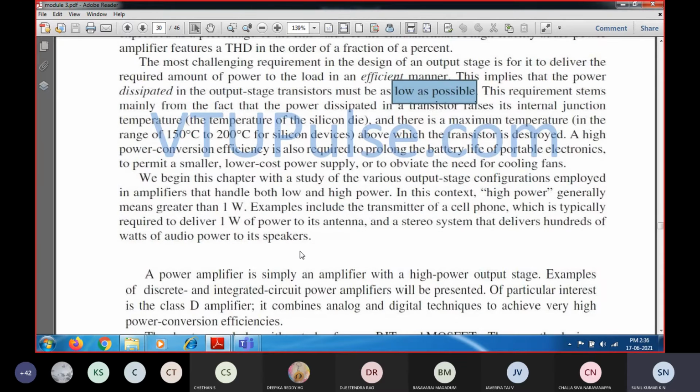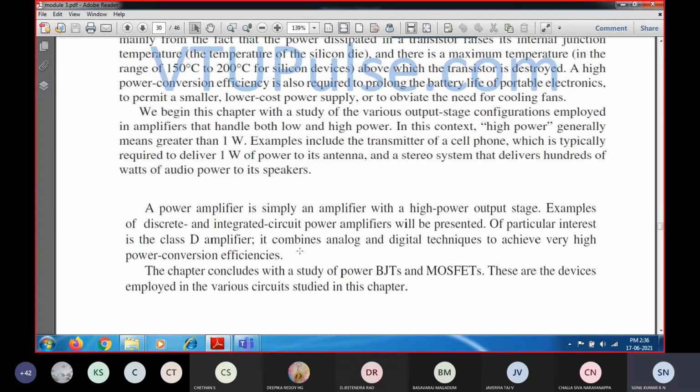In this chapter we are going to study the different power amplifier stages. Depending upon the context, as I told, high power generally means in terms of watts, from a few watts to a few tens of watts. So how efficiently this power is used, with low power dissipation, when it is transferred into the load resistance. Across the load, how efficiently it is converted.